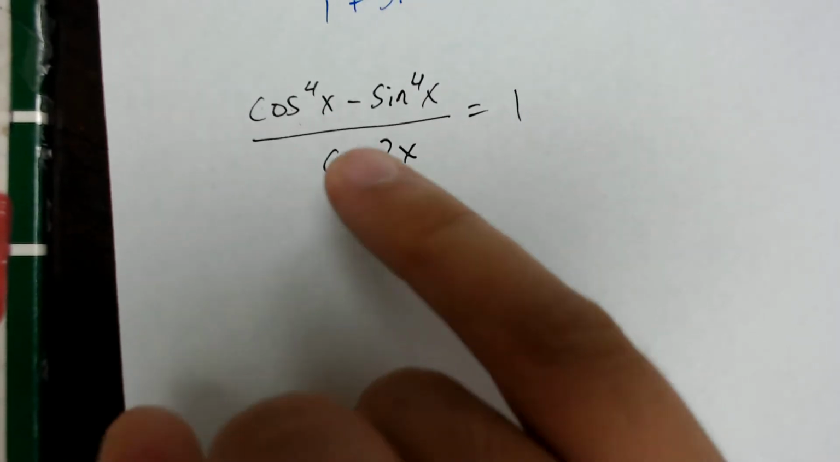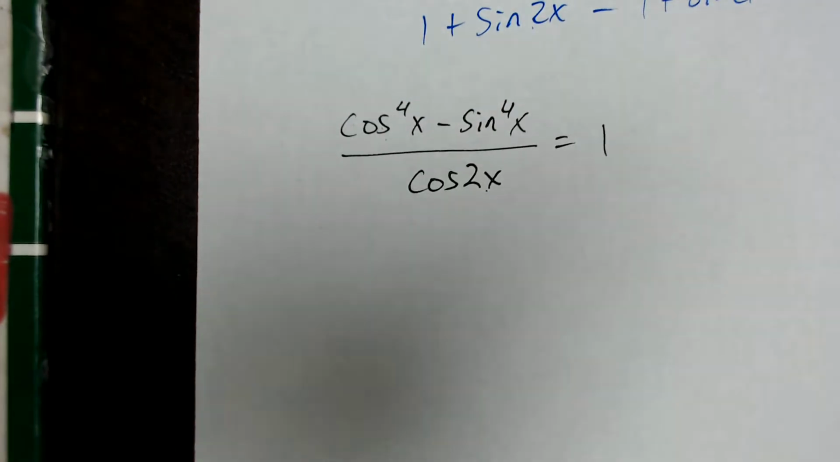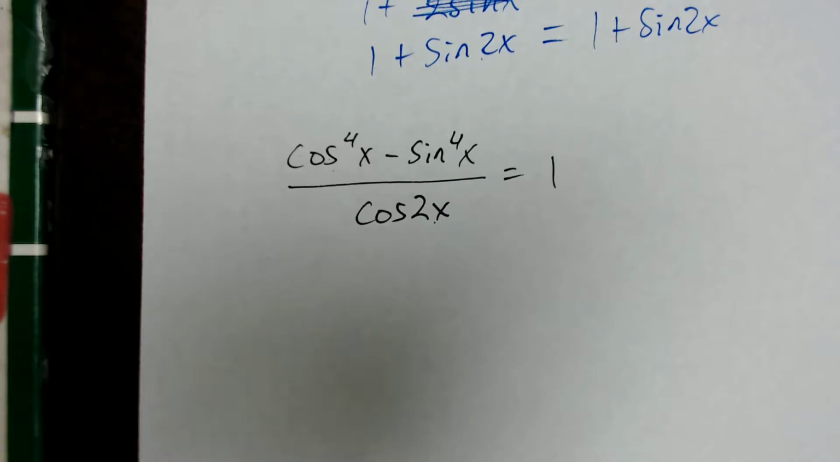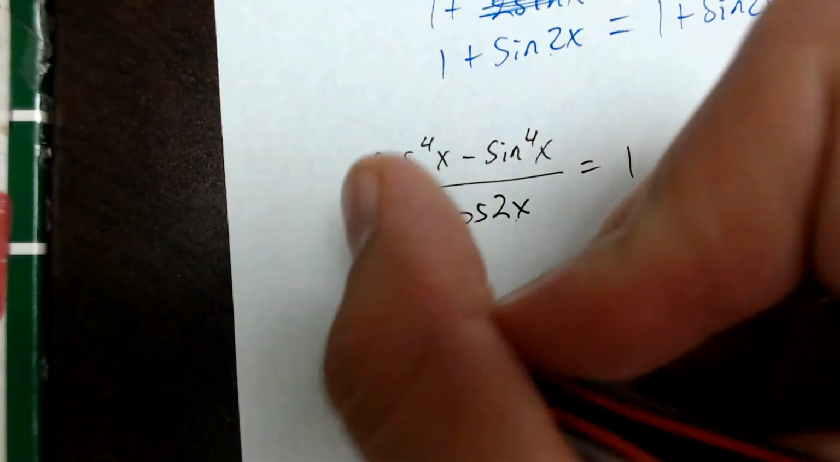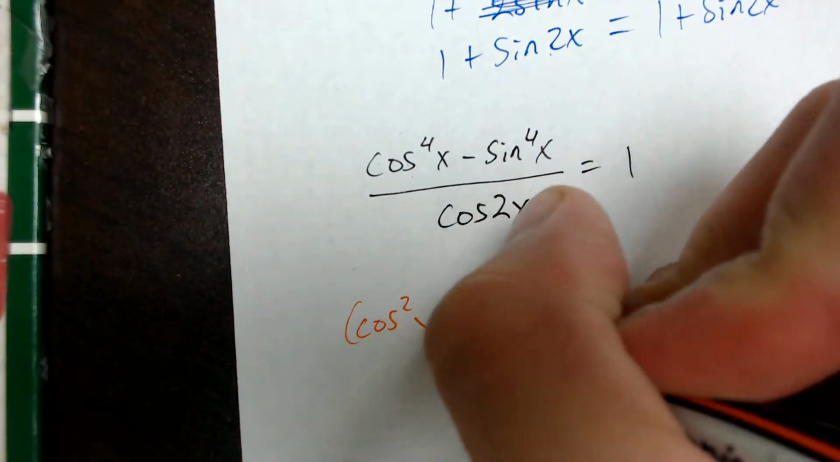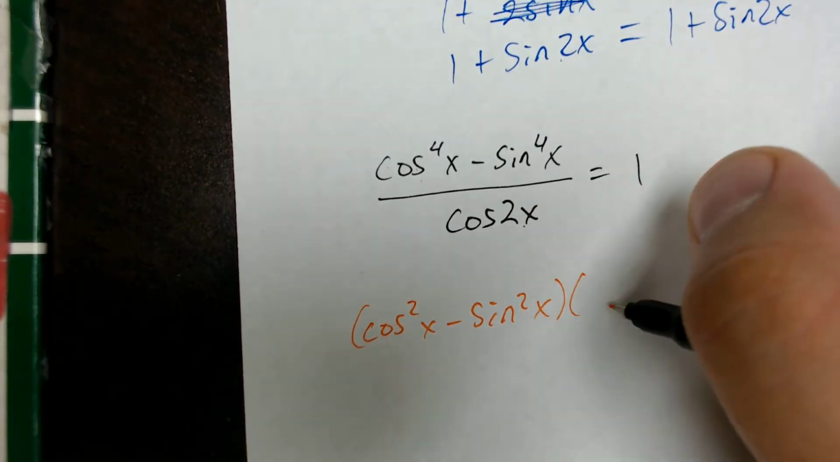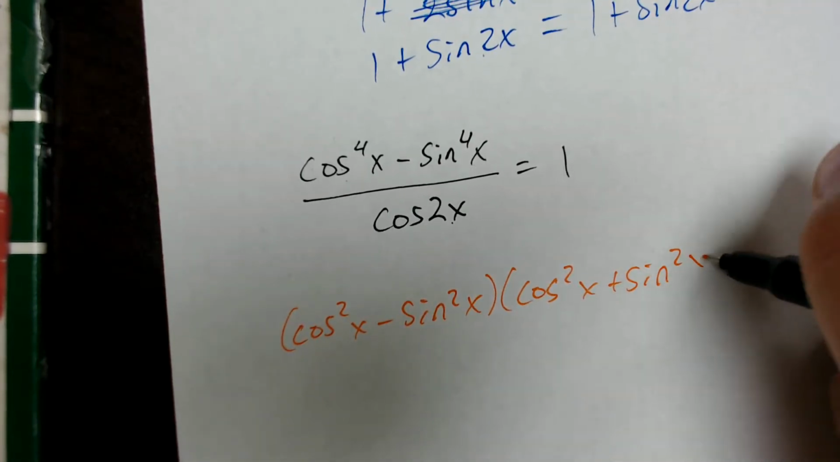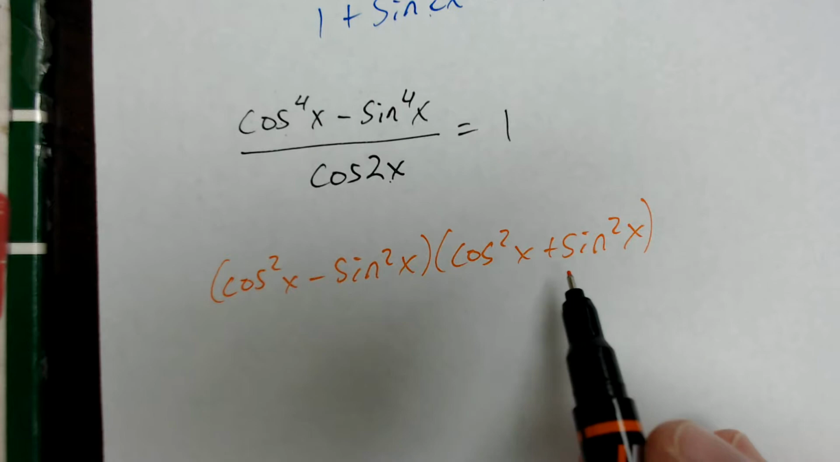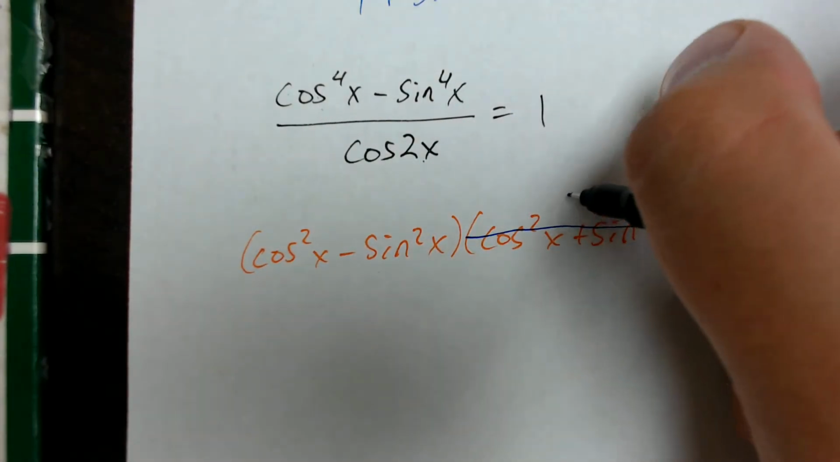We may or may not use this. I don't know yet, but before we even look at this, let's simplify the numerator. Let's start factoring that. Let's go to orange this time. If you remember, difference of two squares makes this numerator turn into cosine squared of x minus sine squared of x times cosine squared of x plus sine squared of x. And cosine squared of x plus sine squared of x is a great thing because we should all be memorizing by now that this is equal to 1. So this just becomes 1.